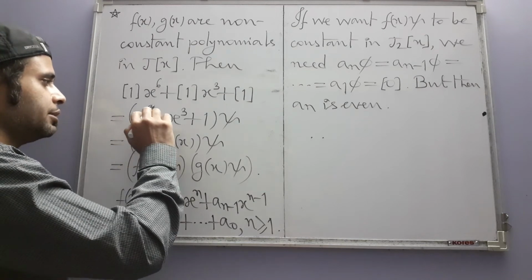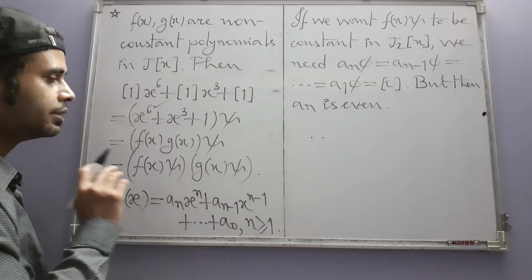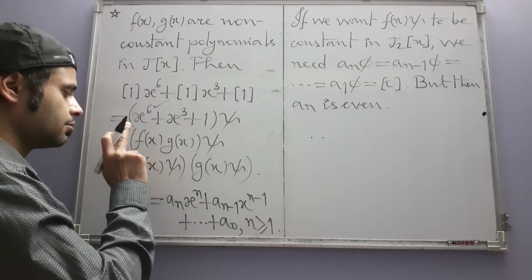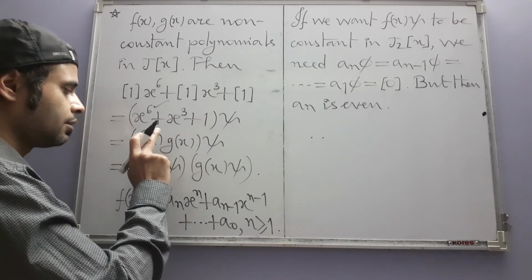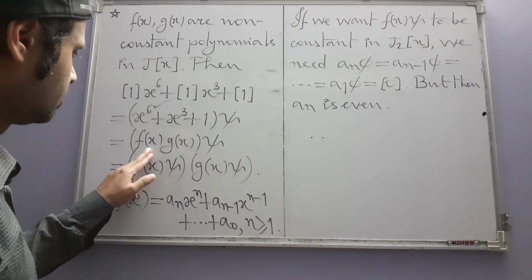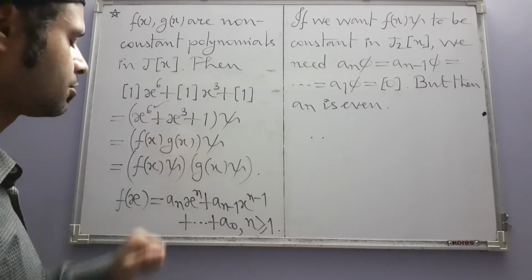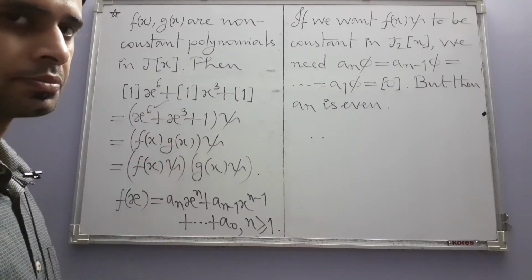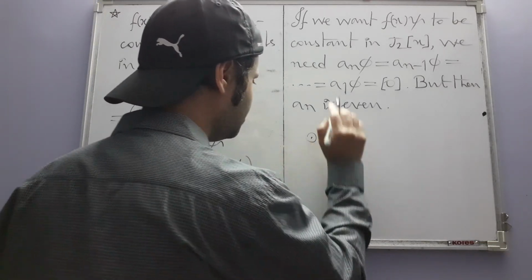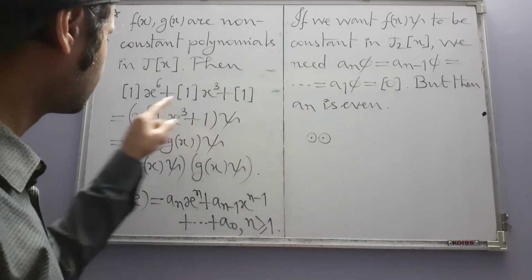How are you going to get the degree 6? That you are going to get by multiplying the highest term here with the highest term here. That is because the degree of this plus the degree of this should be equal to 6. But if you multiply two even integers, you are never going to get 1.